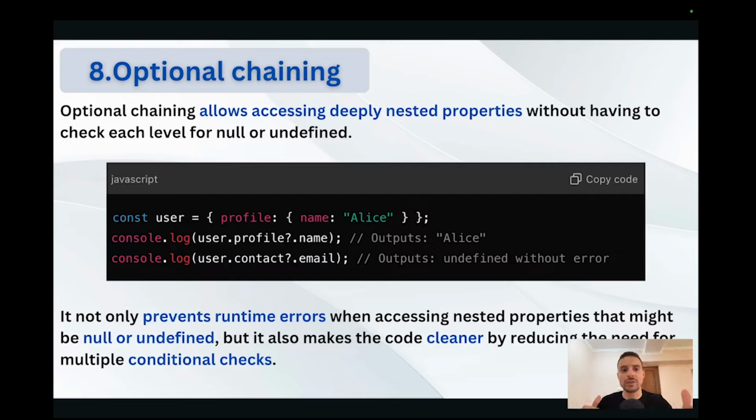However, if we try to access user contact email, which doesn't exist, this normally will throw an error. However, because you're using the question mark, which is the optional chaining feature, it will say undefined and it will not throw an error. So optional chaining is great for preventing runtime errors, and you will not have to check for null or undefined in your code with a bunch of if-else statements or switch statements. So it's a great way to avoid those things.